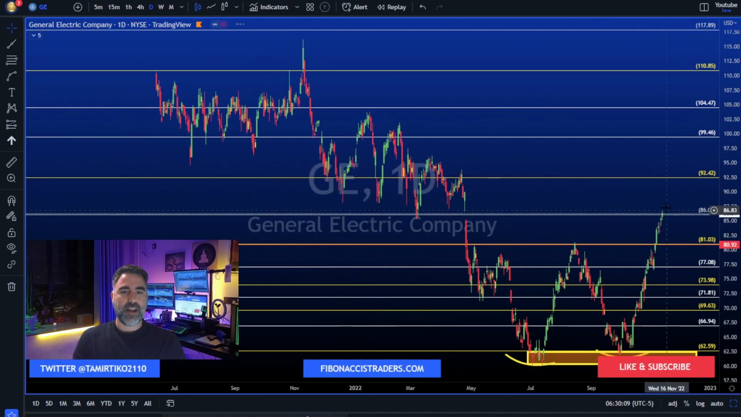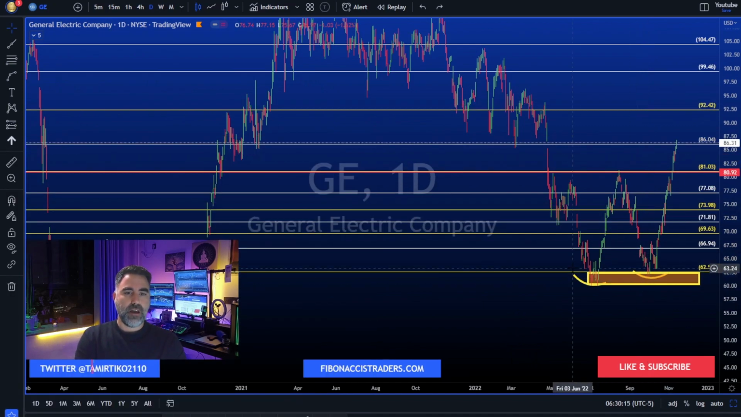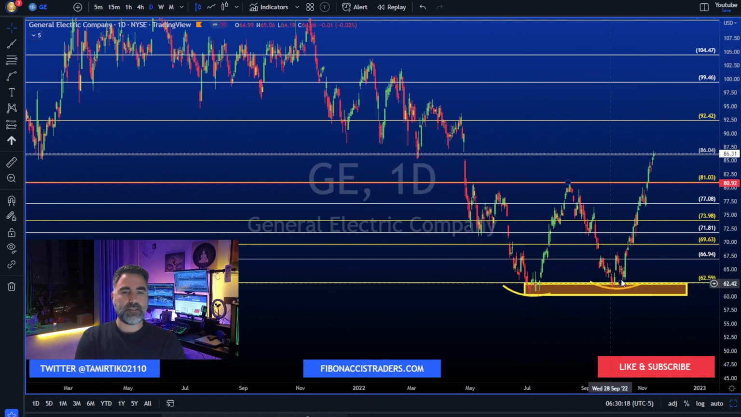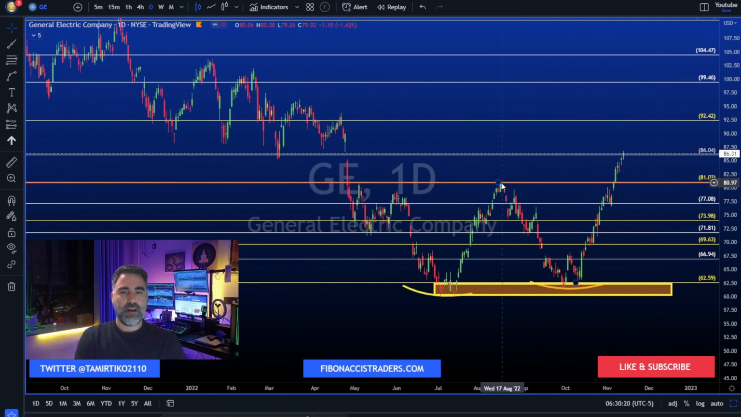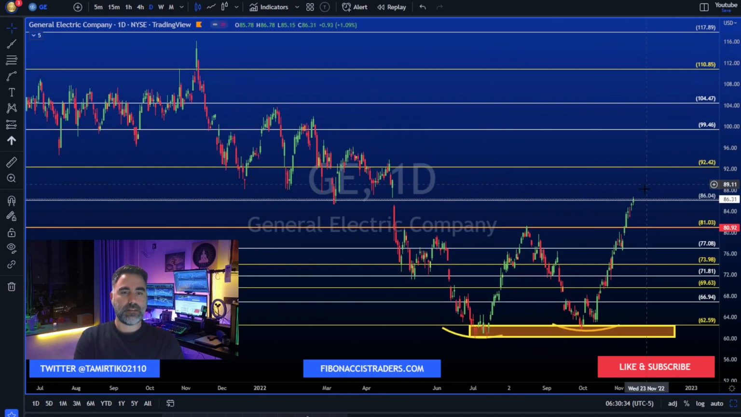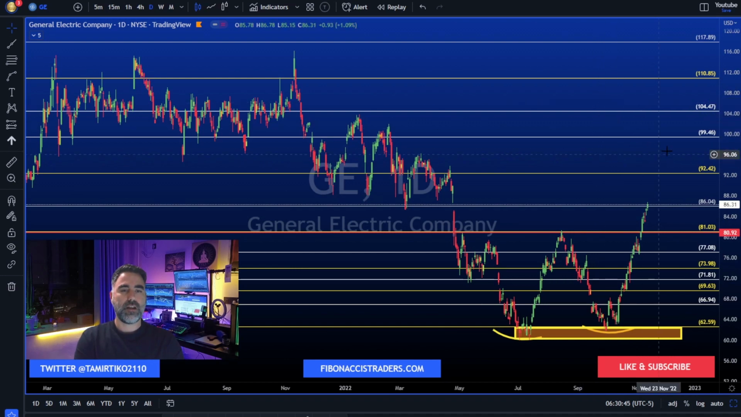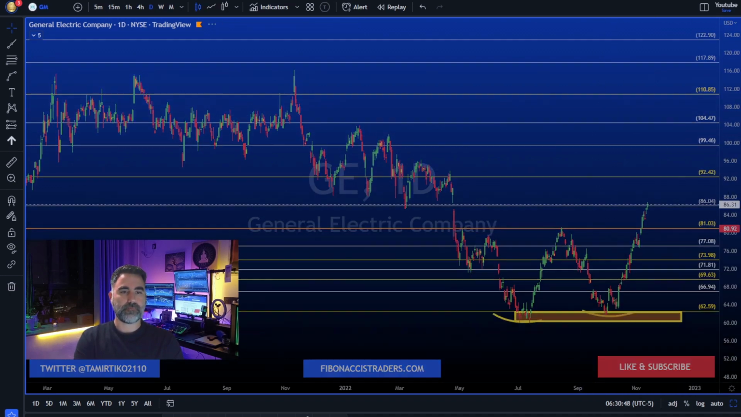GE, General Electric, another name we identified a few weeks ago, making a double bottom scenario at the 60-62 area, now breaking up above the neckline, and as we can see, levels are holding as support and resistance, closing this gap here. Now we might see some kind of a pullback, maybe towards the 82-81 level before the next leg up towards the 92. So follow price and use levels to manage the risk.